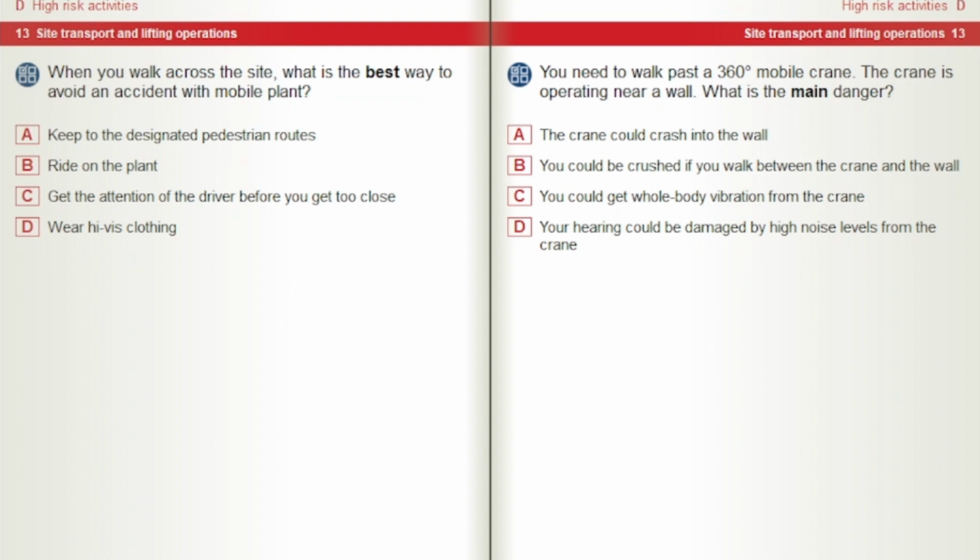You need to walk past a 360-degree mobile crane. The crane is operating near a wall. What is the main danger? The crane could crash into the wall. You could be crushed if you walk between the crane and the wall. You could get whole-body vibration from the crane. Your hearing could be damaged by high noise levels from the crane.